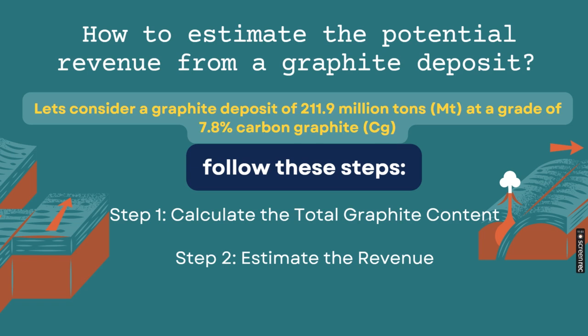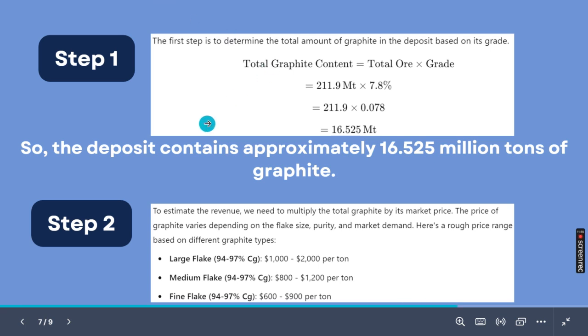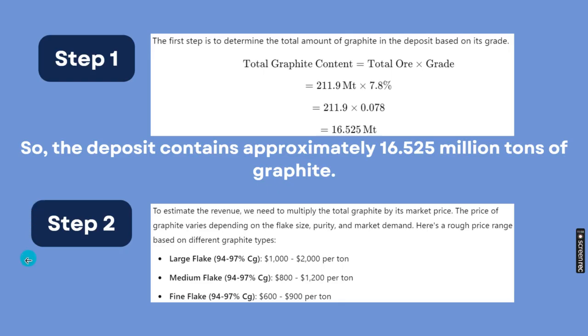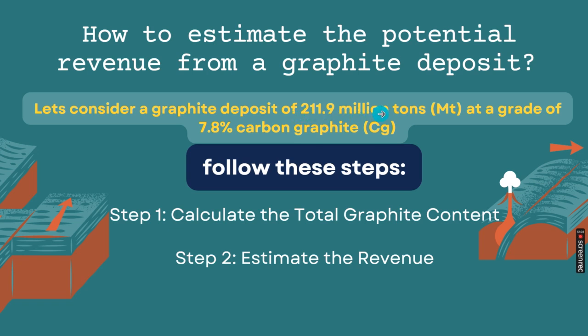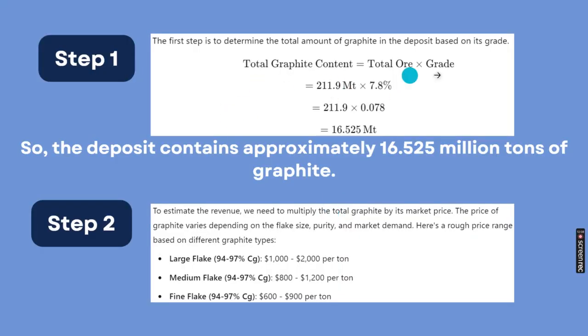We have to follow two steps. First, calculate the total graphite content, then estimate the revenue. For example, as I have shown in the previous year data, 211 million tons at the rate of 7.8%. So calculate total ore multiplied by grade. So 211.9 multiplied by 7.8. Okay. So overall graphite carbon content is 16.52 million ton.